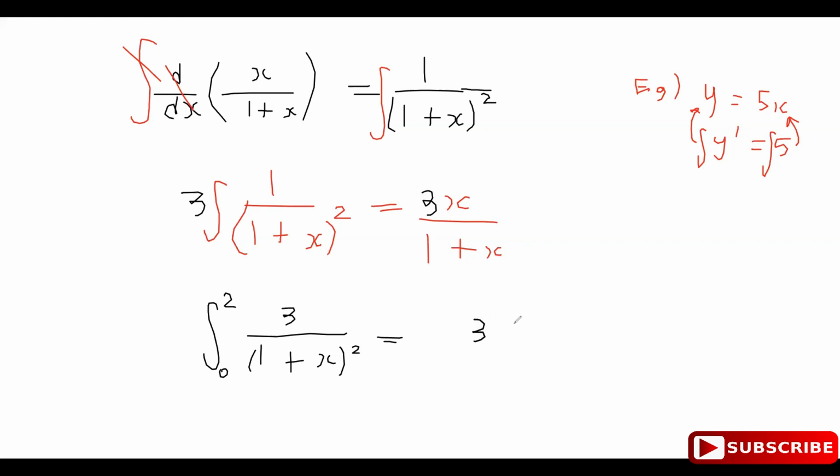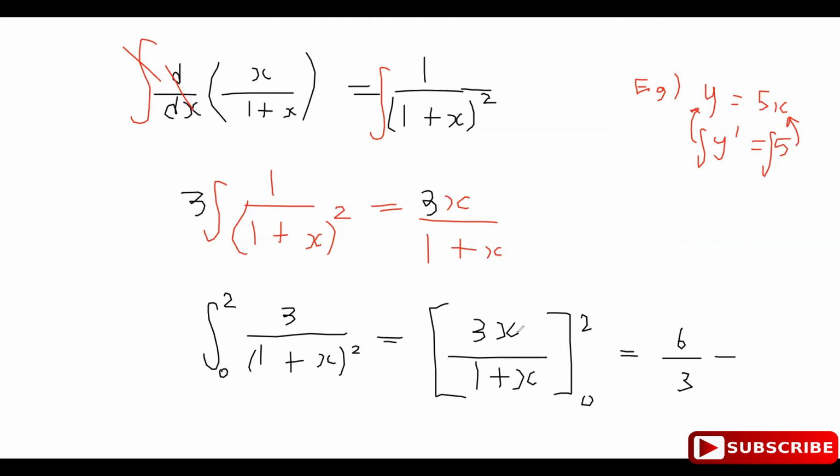So we have 3x over 1 plus x, and we're integrating from 0 to 2. So you plug in x as 2 first, you get 6 over 1 plus 2, which is 3, minus you plug in x as 0, you get 0. And so 6 over 3 is 2. So that works out to be 2.